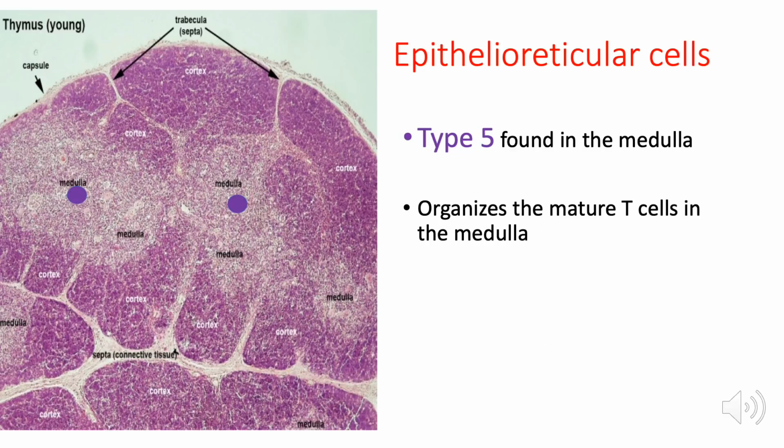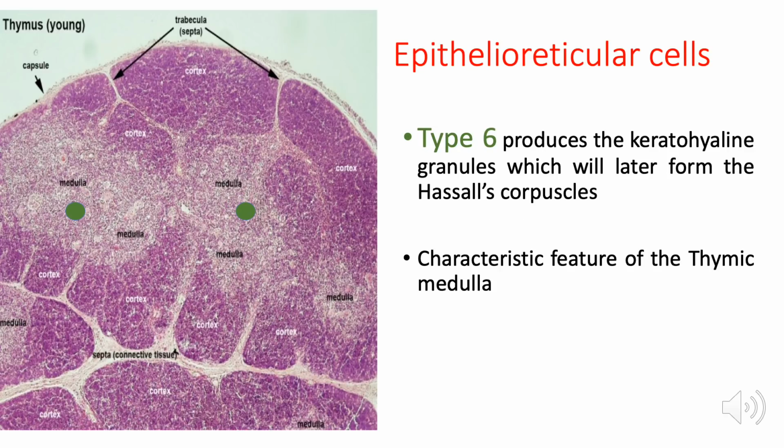Type 5 epithelial reticular cells are found within the medulla of the thymic lobule, and they are responsible for organizing the T cells in there, thereby providing support. The last but not the least, the type 6 epithelial reticular cells. Similar to type 5, they are found within the medulla, and they are the ones responsible for the production or synthesis of the Hassel's corpuscles. Remember, these Hassel's corpuscles are characteristic features of the thymic medulla.